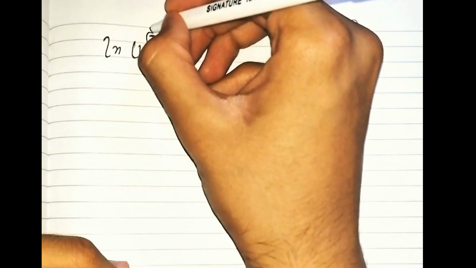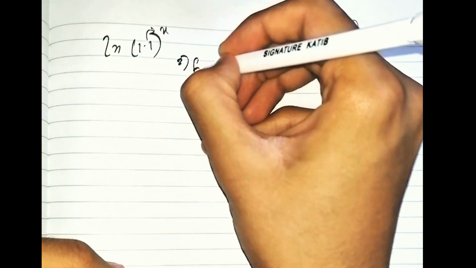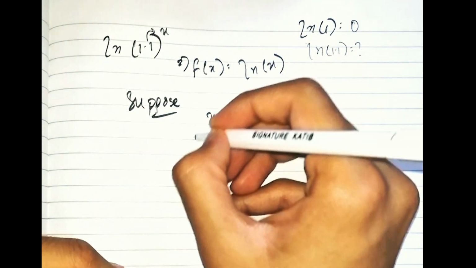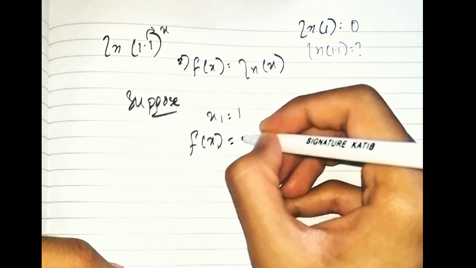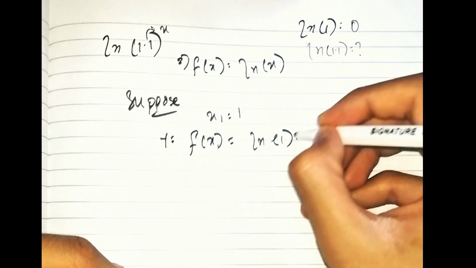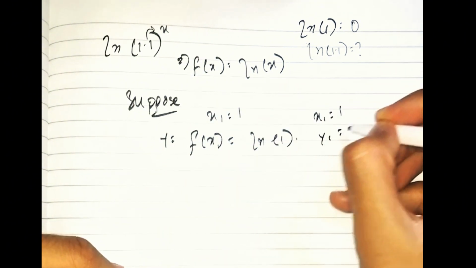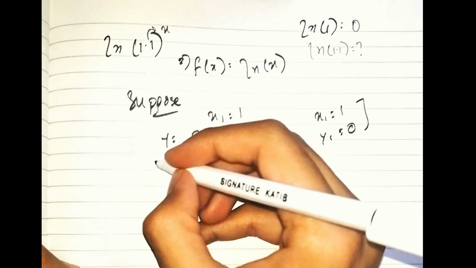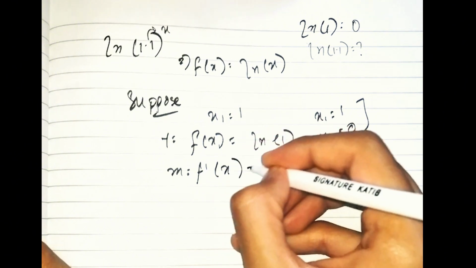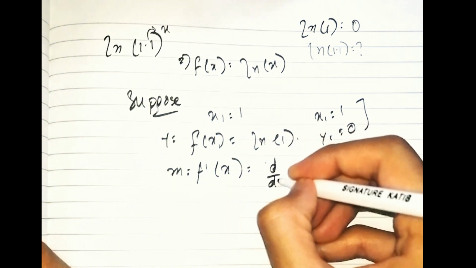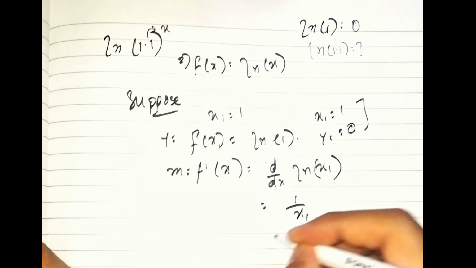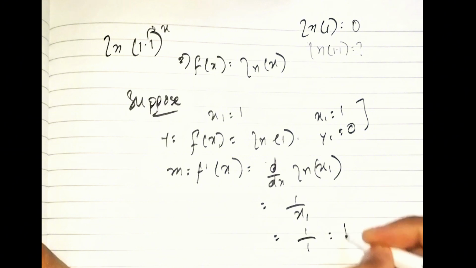Okay, first of all, we'll say that this thing is x. So the function becomes natural log of x. Now let's suppose x1 will be 1. Then the function at x1 will be, of course, natural log of 1. And this will be my y. So at x1, y1 is natural log of 1, which is 0. Now let's find the slope, the first derivative of the function. So the slope will be the first derivative of natural log of x. The derivative of natural log of x is 1 divided by x1, and x1 is actually 1. So 1 divided by 1 will be 1.